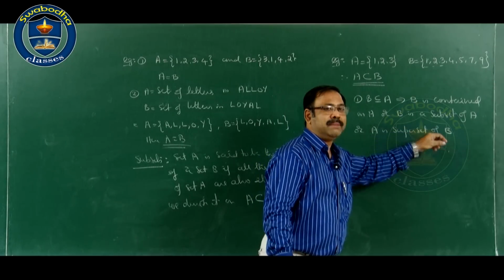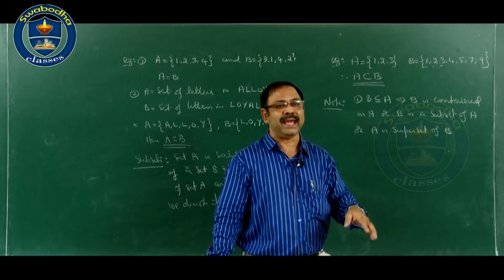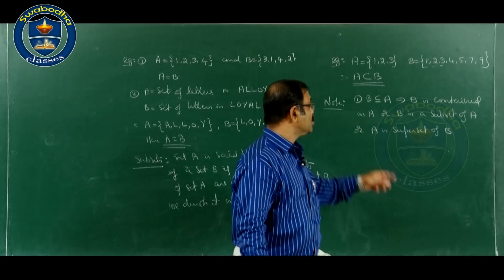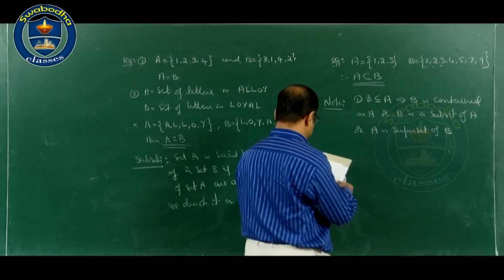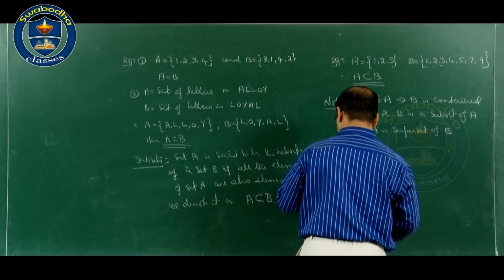Okay, all the elements of set B are belonging to A, therefore A is called the superset of B. Okay, then I'll give you one example.